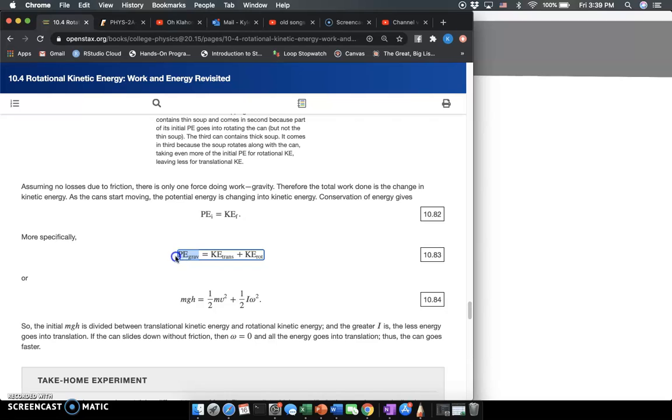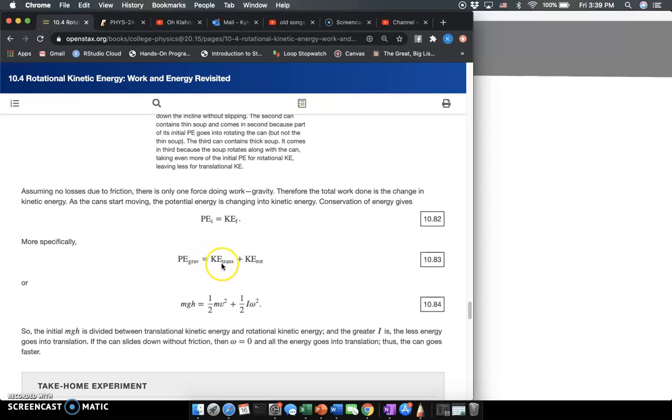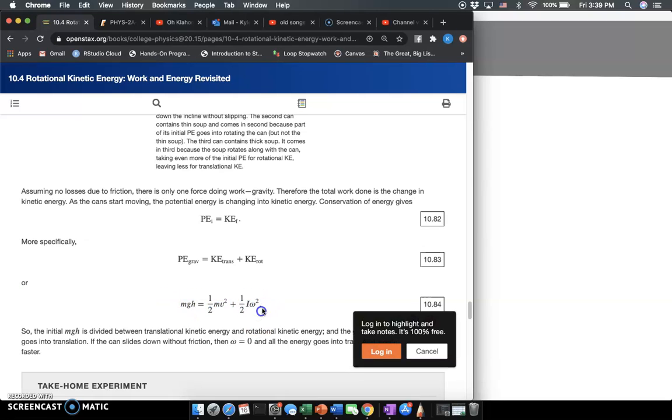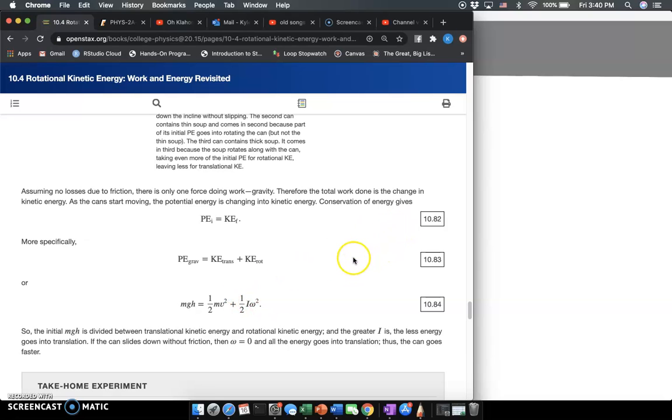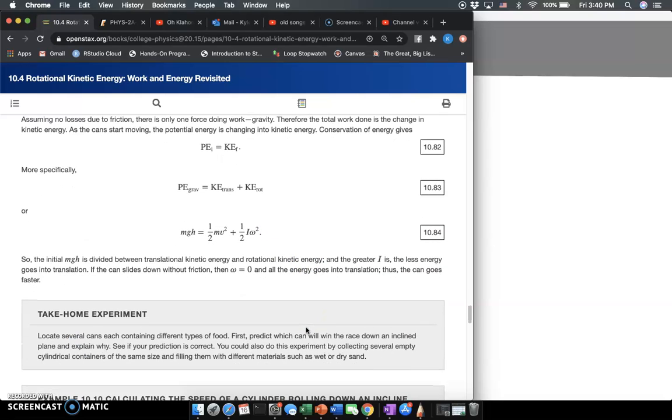Or we can also say that our potential energy due to gravity equals our kinetic energy plus our rotational kinetic energy. Our translational kinetic energy plus our rotational kinetic energy. And we can rewrite that in such a way that mgh equals 1/2 mv squared, so that's our normal potential energy and kinetic energy, plus our rotational, which is what we looked at earlier.